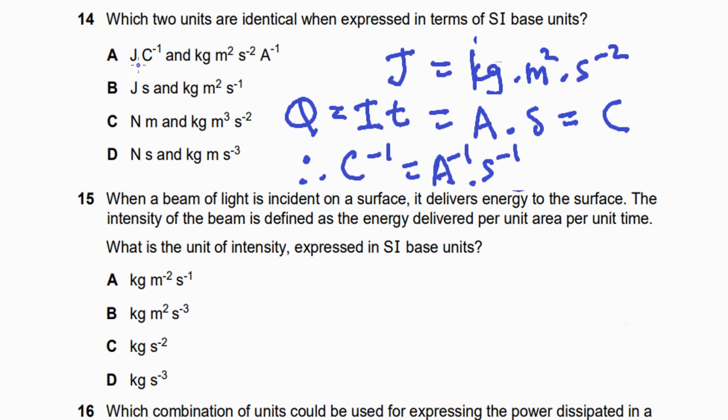Now, we need joules per coulomb. So joules per coulomb will be this kilogram meter squared per second squared.